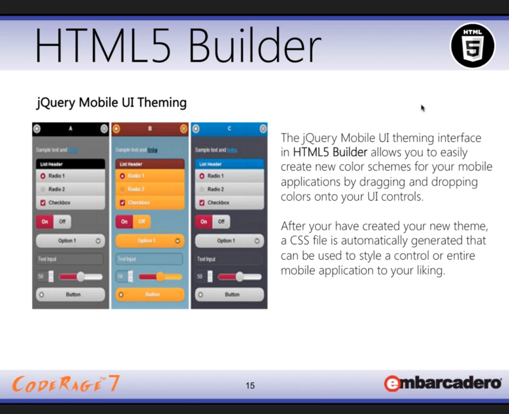And so it generates all the CSS for you automatically based on what you visually designed using the drag and drop color schemes. And then you can apply that CSS file to your mobile theme that's associated with your controls to then have whatever you've designed visually using the jQuery mobile UI theme roller, have that be applied to your mobile application.